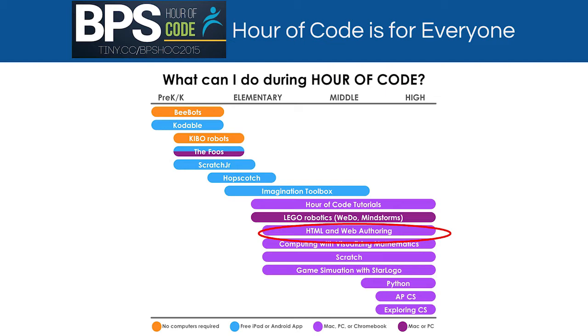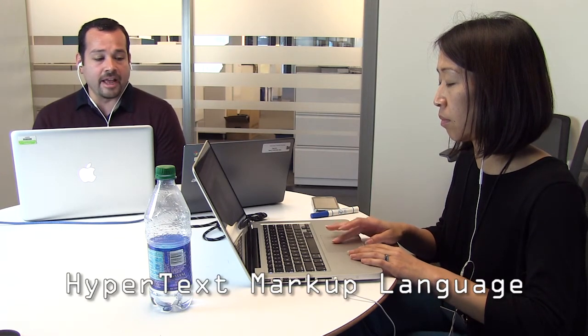For what grades is it good? As you can see on the slide, it's very good for elementary, even early elementary, through middle and high school. Pre-K and K, not so much yet, because there's writing and reading involved. So after second or third grade might be a good time to start, all the way through middle and high school. HTML is an acronym for Hypertext Markup Language.